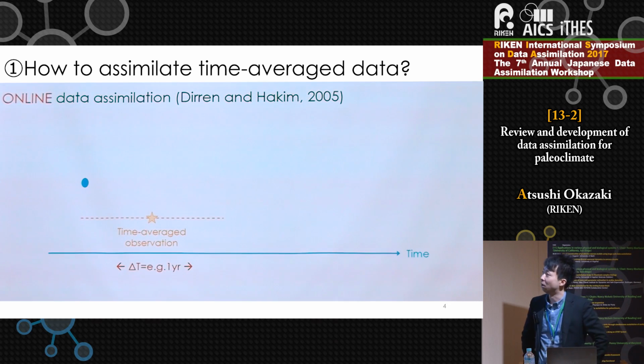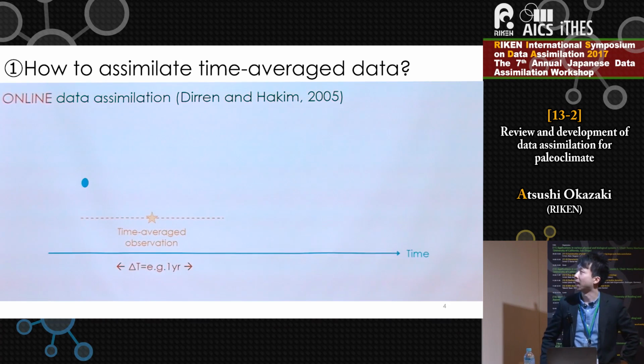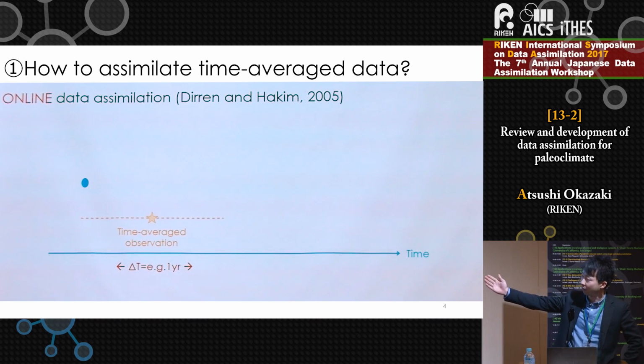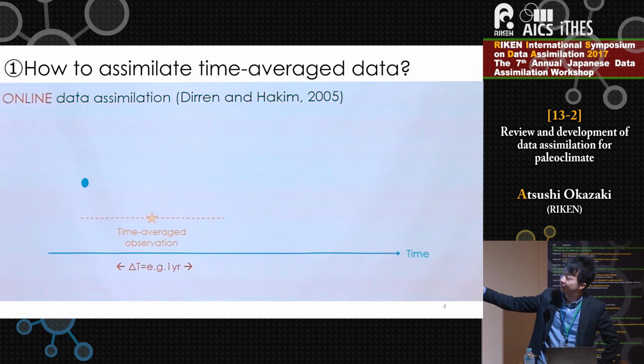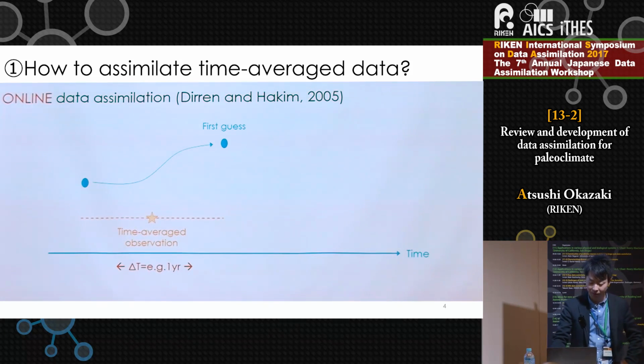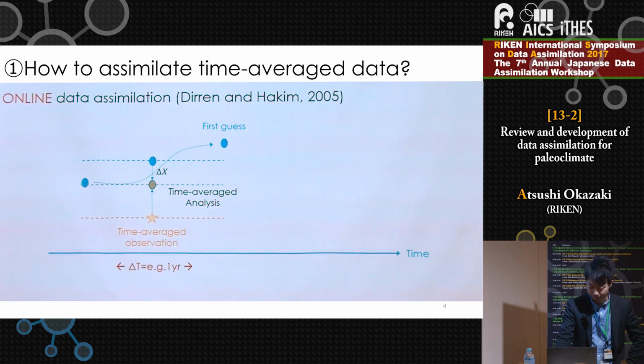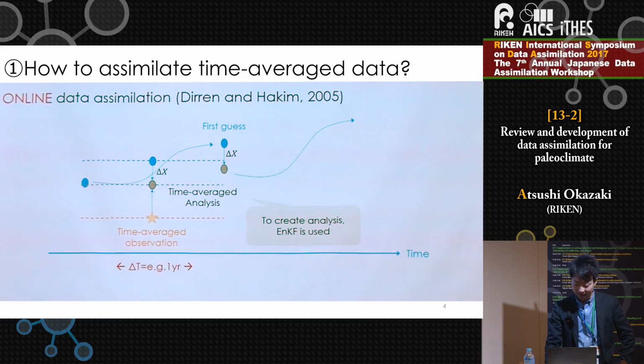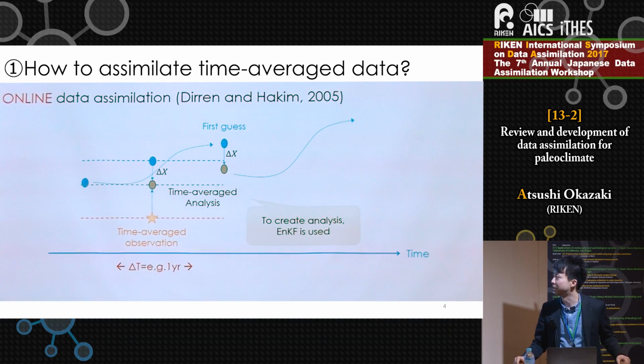This slide and the next slide explain how to assimilate time-averaged data. The first one is online data assimilation, proposed by RIKEN. Let's say we have an observation which represents the average of this orange line period. In online data assimilation, we simulate that period, take the average, and create a time-averaged analysis. That increment, delta x, is simply added to the first guess, and then we simulate the next time step. That's online data assimilation. To create the analysis, we basically use the EnKF.